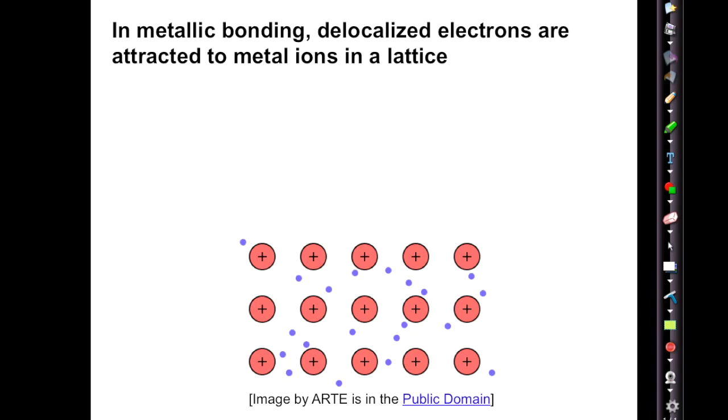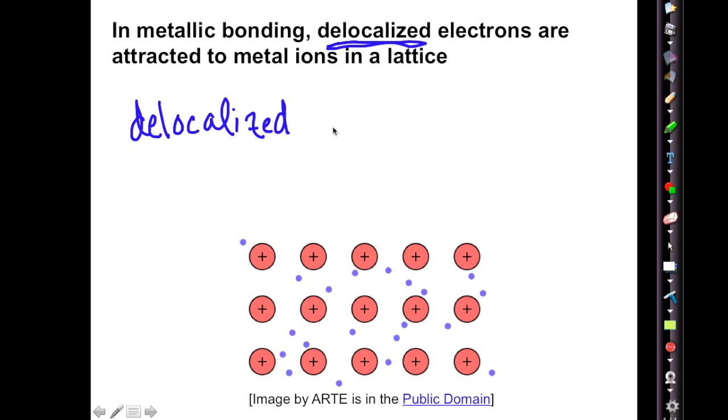Hello everyone. In today's lesson we're going to talk about metallic bonding. And the first thing we need to understand about metals is that in metal atoms the outer electrons are weakly held, and as a result they're what we refer to as delocalized electrons. So let's talk a little bit about this word, delocalized.